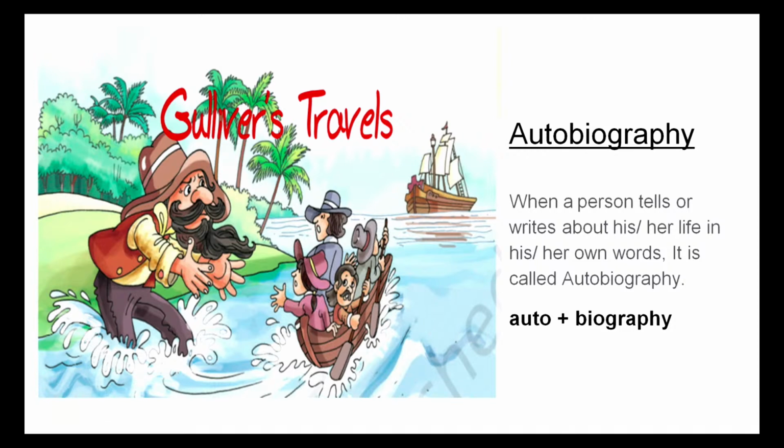So what is autobiography? Auto plus biography. Auto means by their own self. So when a person tells or writes about his or her life in his or her own words, it is called autobiography. Written by himself or herself, whereas biography means written by someone else.